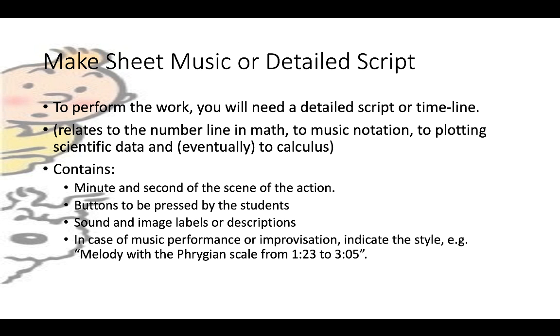The script that you make should contain the minute and second of the scene of every action. It should have buttons to be pressed by students to initiate sounds and to change images and so on. And sound and images should be labeled or described so that we know what's happening. And in case of a music performance or improvisation, you can indicate the style. So for example, melody with Phrygian scale from 1 minute 23 to 3 minutes and 5 seconds.